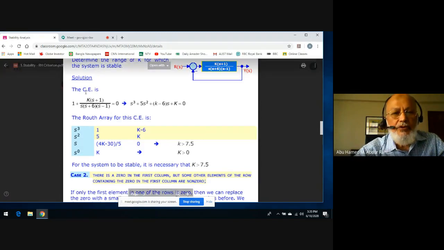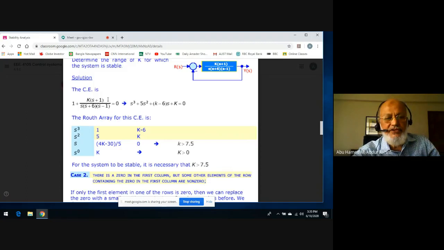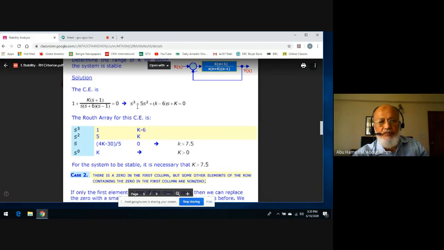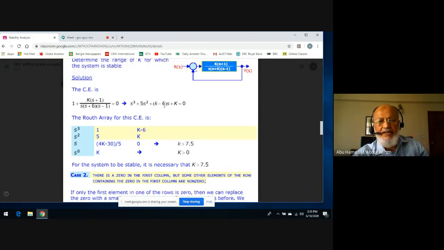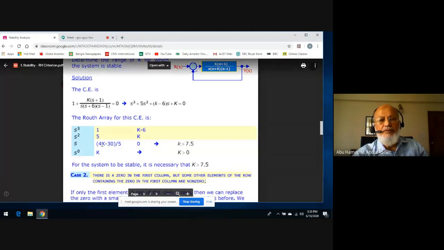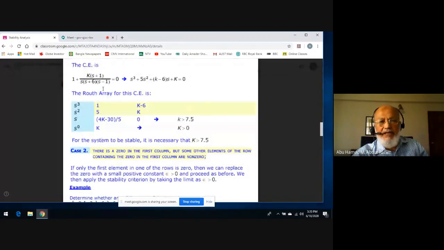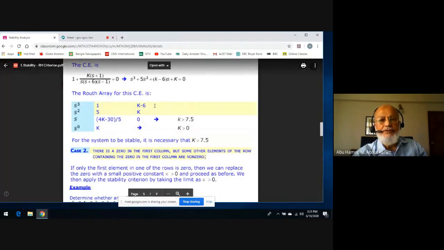So what we are doing now is writing 1 plus G(s)H(s) and equating it to 0. That will give us the characteristic equation. Simplify it, and that's what it comes to. If you don't want to do it now, just take it from me that it comes to S cubed plus 5S squared plus (K minus 6)S plus K equals 0. So this is the characteristic equation. Some of you may like to check this quickly.